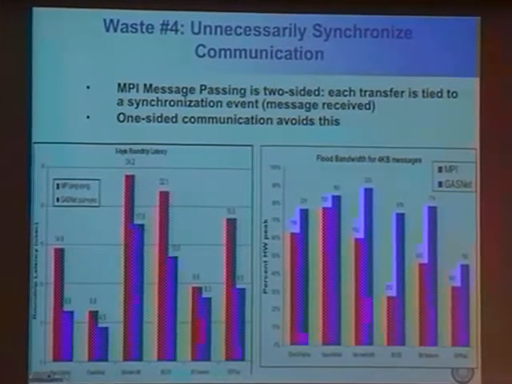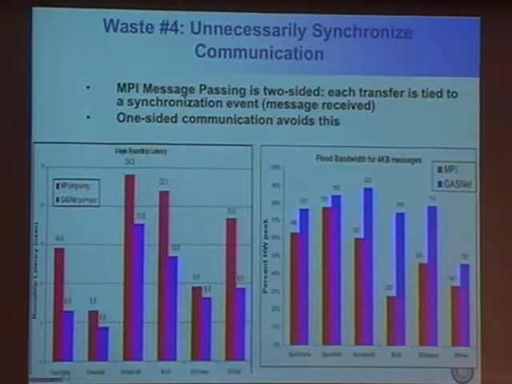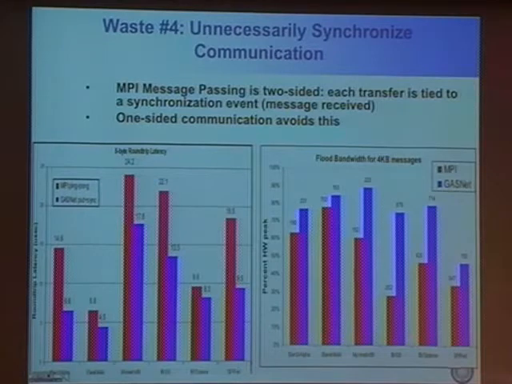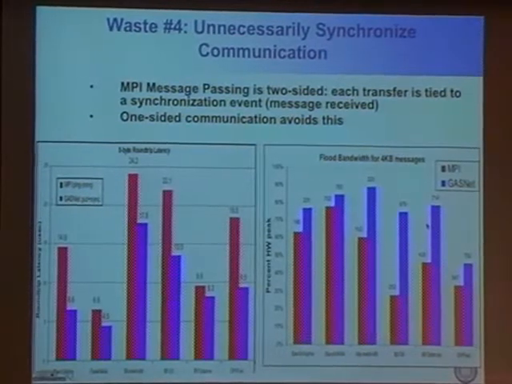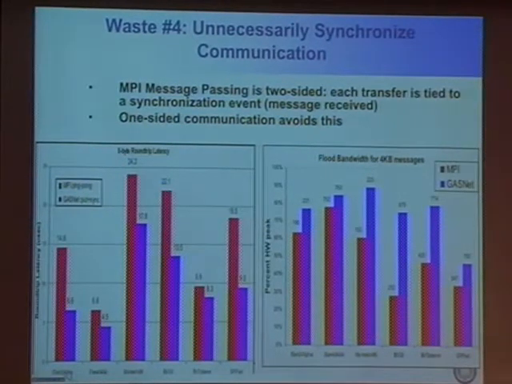So the left-hand graph here is latency. Notice the latency is noticeably lower for the one-sided communication, GASNet, than for the two-sided, whereas the bandwidth, and this is, by the way, for modest-sized messages, 4 kilobyte messages, is higher for GASNet than it is for the two-sided MPI. So what this says is that one-sided communication is faster than two-sided communication, which is what almost everybody is using today in their scientific codes. They're almost all using two-sided communication.